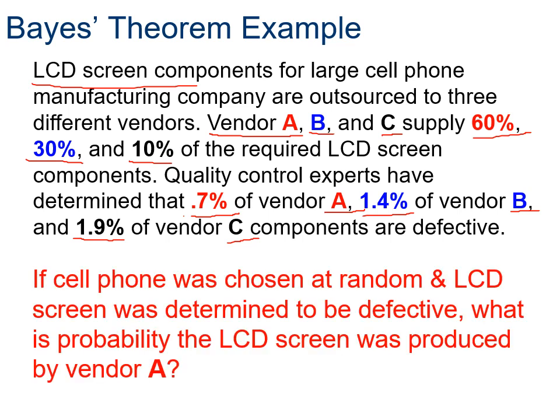If a cell phone was chosen at random and that LCD screen was determined to be defective, what's the probability that that LCD screen was produced by vendor A? That's the example we're going to be using for Bayes' theorem.